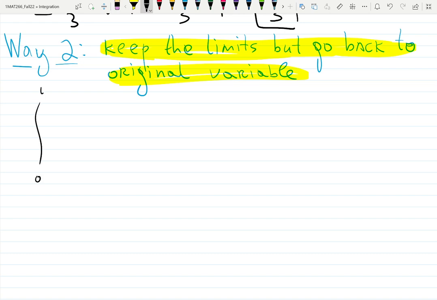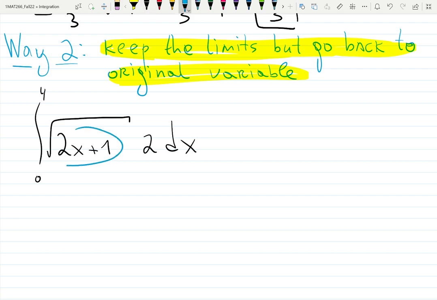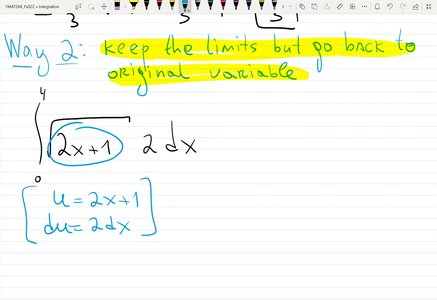It was the integral from 0 to 4 of square root of 2x plus 1 times 2 dx. That was the original integral. You guys chose for me that u should be 2x plus 1, du should be 2 dx. This is my box. And then you said, well, can we just not change limits of integration? Okay, let's try to do that.